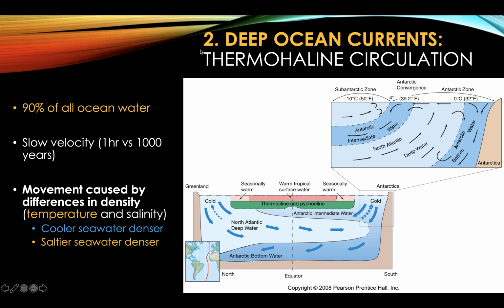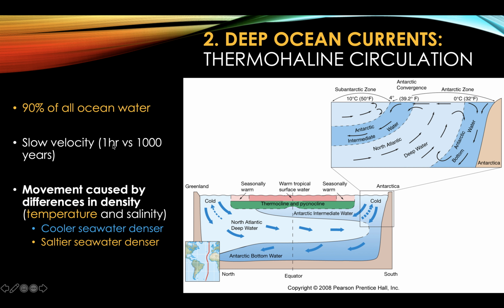Deep ocean currents lead to something called thermohaline circulation. So deep ocean currents account for 90% of all ocean water. However, they're slower moving, right? Much, much slower in velocity than surface currents.